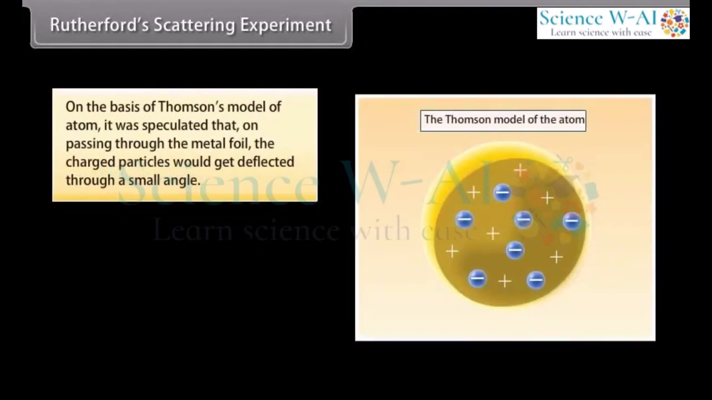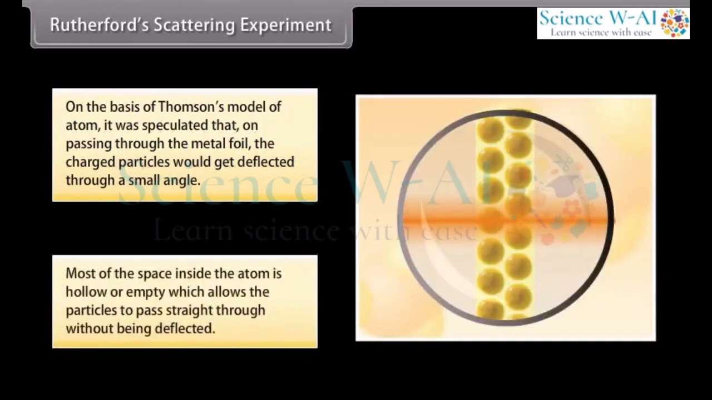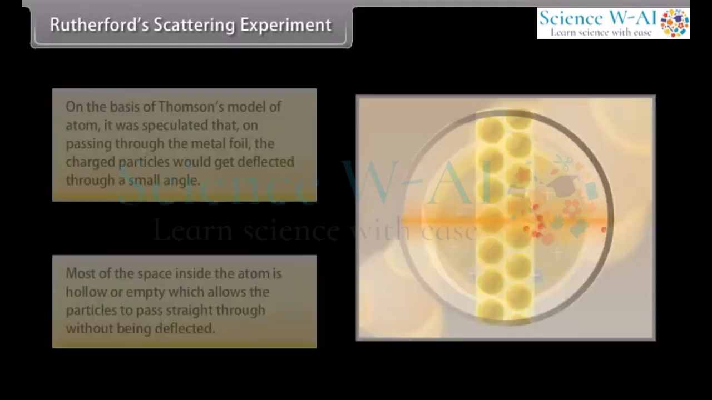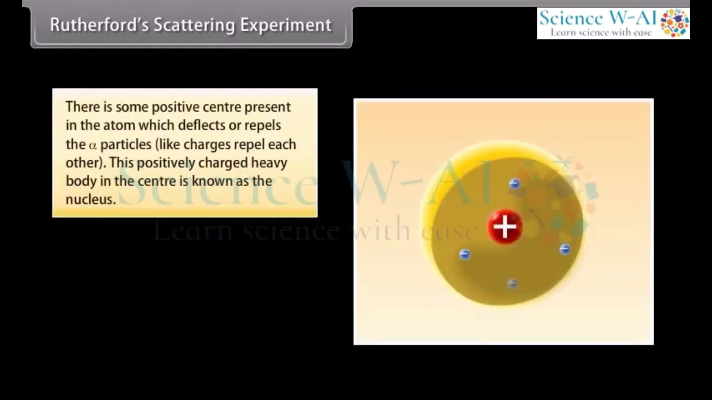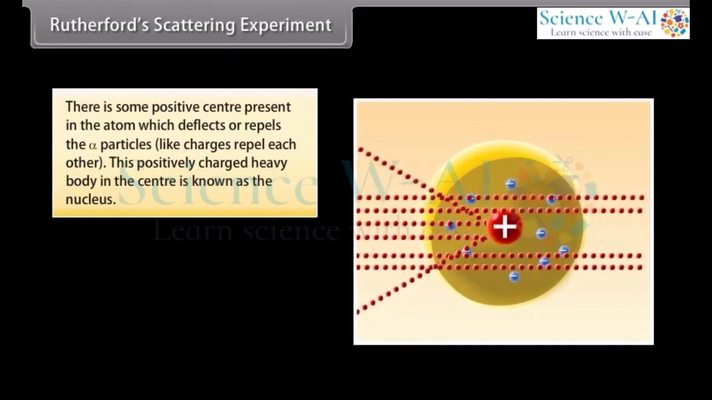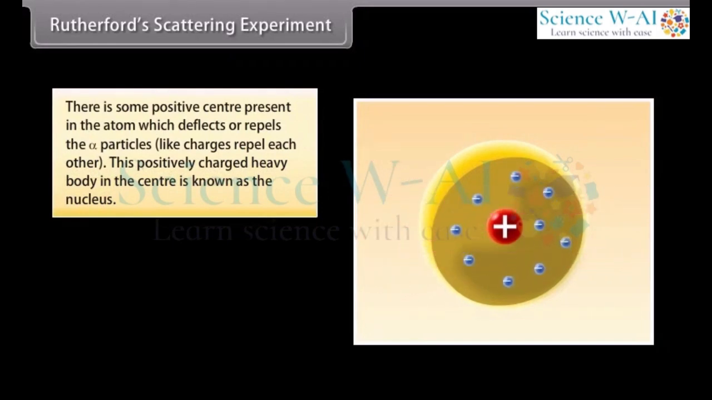On the basis of Thomson's model of atom, it was speculated that on passing through the metal foil, the charged particles would get deflected through a small angle. 1. Most of the space inside the atom is hollow or empty, which allows the particles to pass straight through without being deflected. 2. There is some positive center present in the atom which deflects or repels the particles, like charges repel each other.